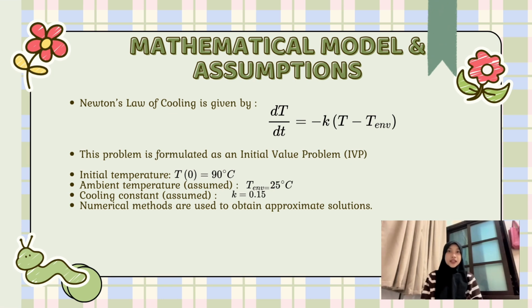The initial temperature of the object is assumed to be 90 degrees Celsius at time 0. The ambient temperature is assumed to be 25 degrees Celsius, which represents a typical room temperature. The cooling constant k is assumed to be 0.15. This value represents a reasonable cooling rate and allows us to focus on comparing the numerical methods rather than the experimental measurements. Since this is an initial value problem, numerical methods such as Euler and Runge-Kutta are suitable for obtaining approximate solutions. These methods will be explained in the next part of the presentation.